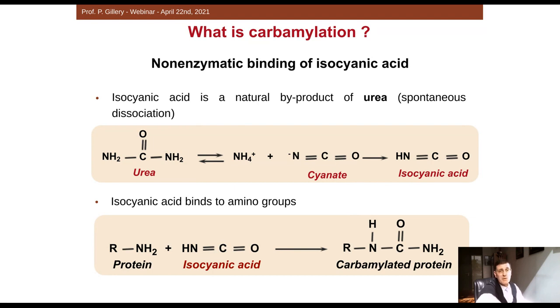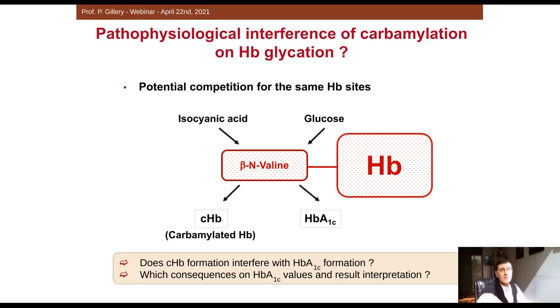Just a word about carbamylation. Carbamylation corresponds to the non-enzymatic binding of isocyanic acid to proteins. Isocyanic acid is a natural byproduct of urea, which spontaneously dissociates into cyanate and isocyanic acid. This isocyanic acid is very reactive and binds to proteins. And this process is increased in patients with chronic kidney disease because of the increase of urea.